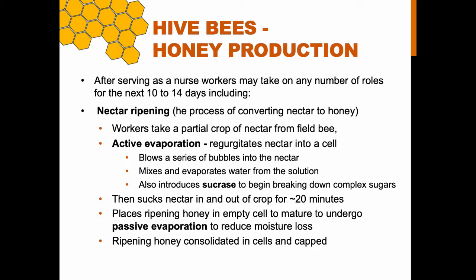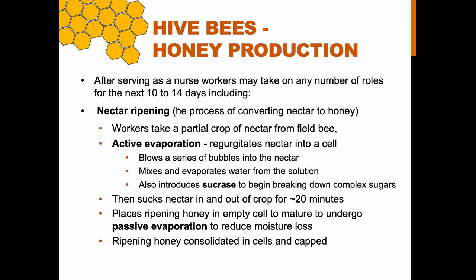These nectar ripeners basically hang out. When a field bee comes in with a load of nectar, they regurgitate some of it. The worker picks it up, and then they carry it to an isolated part of the nest, usually the topmost part where there's not a lot of brood activity, and they will regurgitate the nectar into a cell. So they've got an empty cell, they put that nectar in there, and then they'll go through a couple of processes to help it mature.